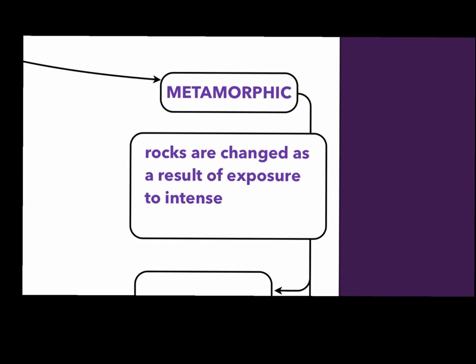Now, recall, rocks are classified according to how they form. Igneous form from cooling and solidified magma. Sedimentary form from compacted and cemented sediments. And now our metamorphic rocks, these are ones that are going to undergo some sort of change, a metamorphosis. And what drives that change is exposure to heat, really intense heat, or pressure, intense pressure. So metamorphic rocks are rocks that are changed as a result of exposure to intense heat and/or pressure.